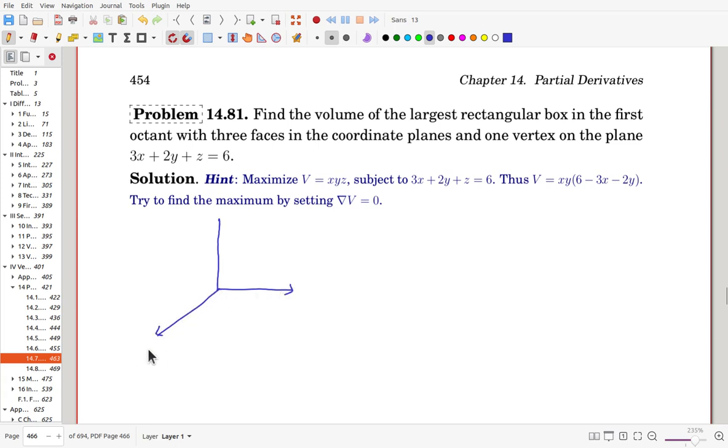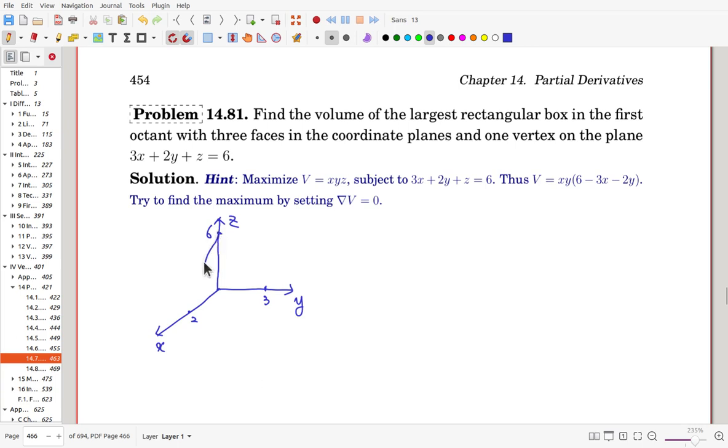Okay, there's the x direction, there's the y direction, and that is the z direction. For that one, once we set y and z to 0, then x must be 2. So the intercept there is 2. In the y direction, x and z are 0, then y must be 3. And in the z direction, x and y are 0, then it's the z-axis, and z must be 6.